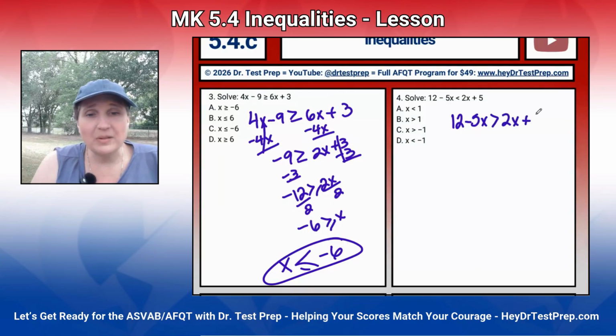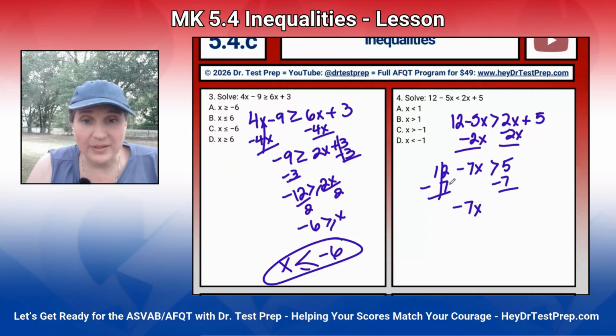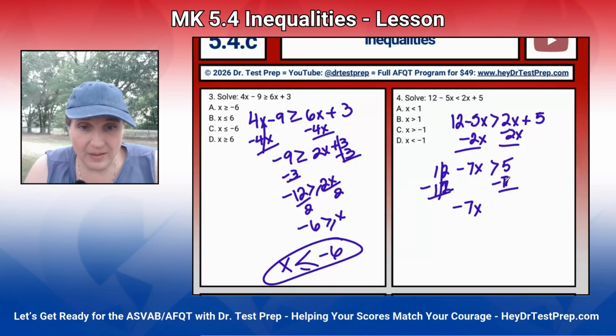Okay, some people like to move everything over to the left because even though it forces them to divide by a negative, they just feel like it's easier for them to do it that way. Why did I put negative? See, I'm rushing because I knew the answer was 7.